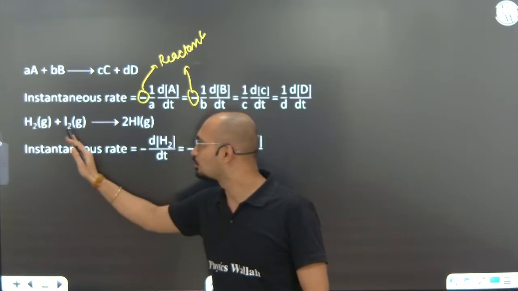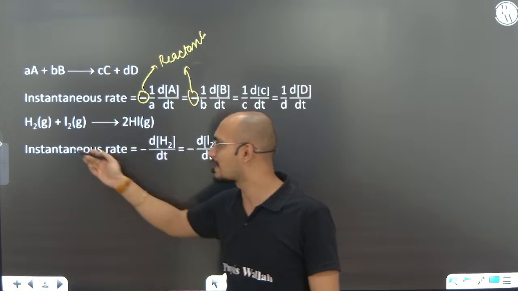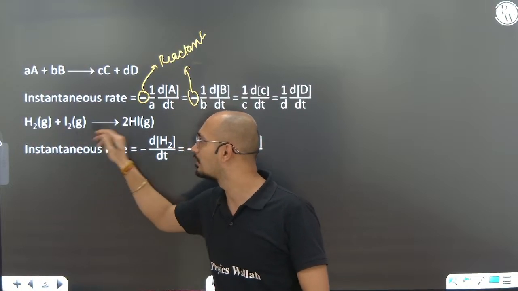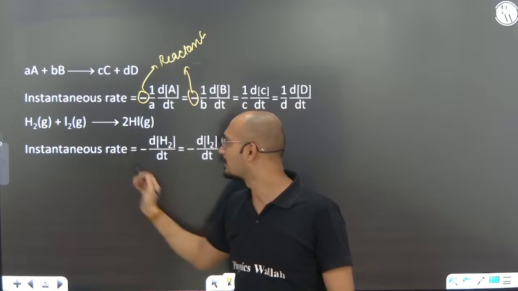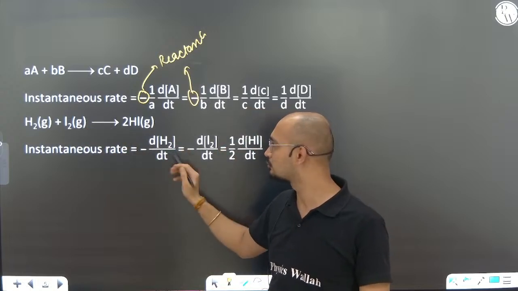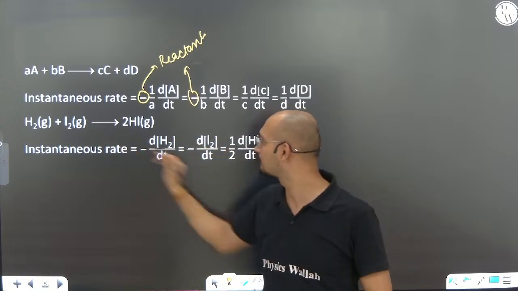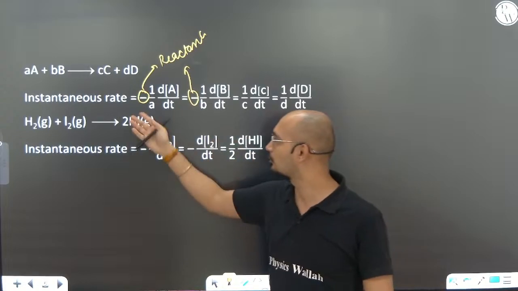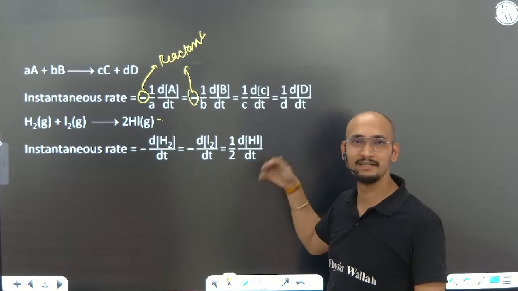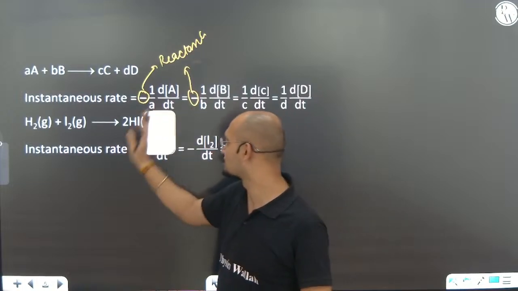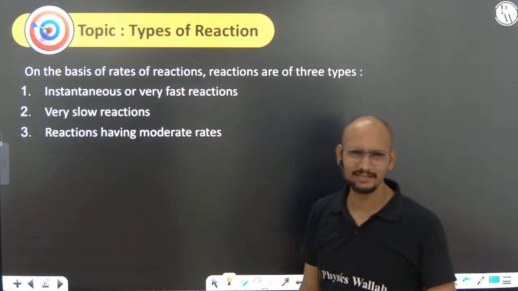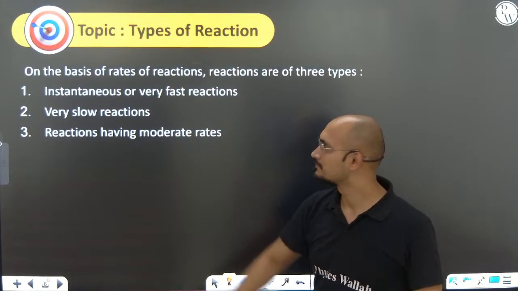Now H2 plus I2 giving 2HI. For this reaction, can you see that 1 mole gives 2 moles? So what can we say? Minus 1 by 1 dH2 by dt equals minus dI2 by dt. For HI, there will be 1 by 2 d[HI] by dt. Any issue? No issue, I hope. It is very easy to understand.